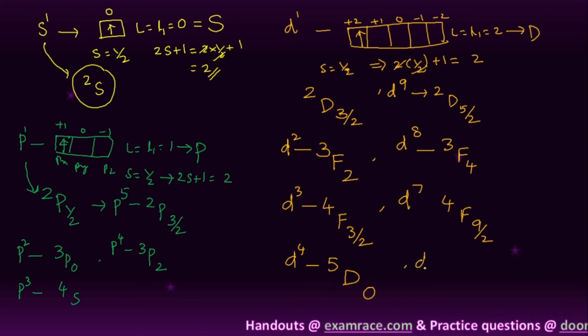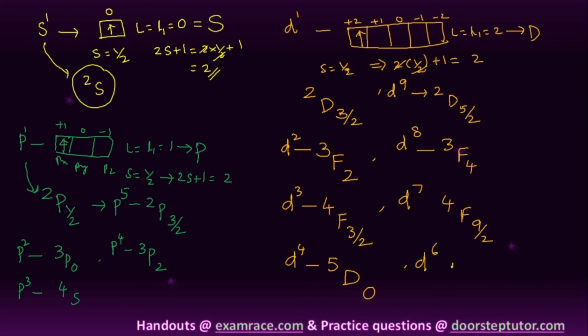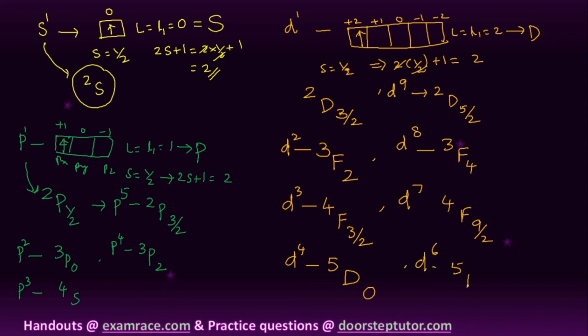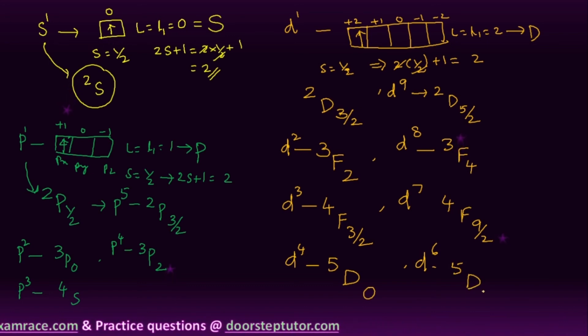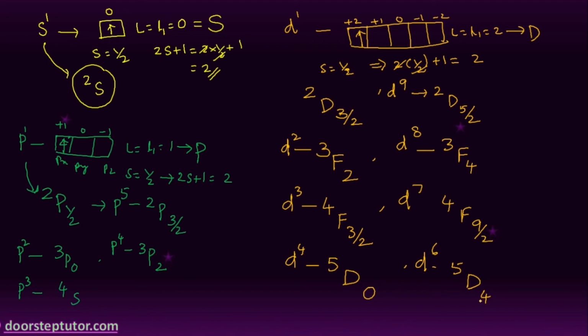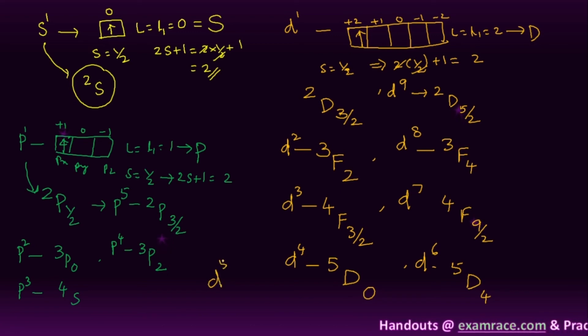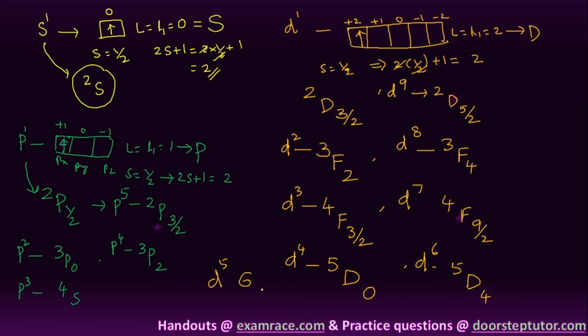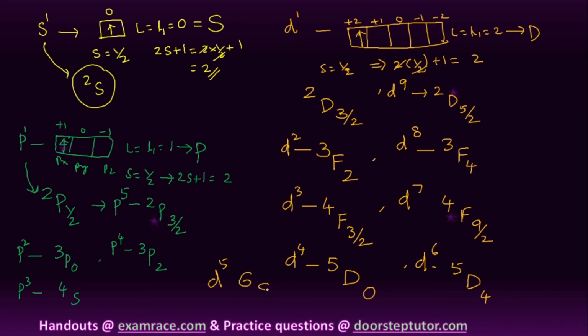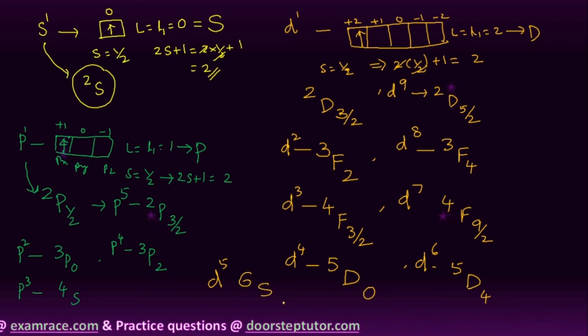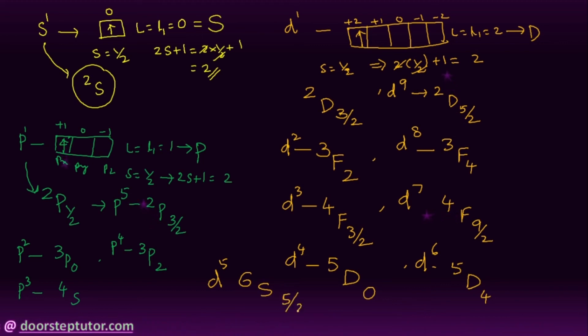For the d6 configuration, the spin multiplicity is the same, and the term is L plus S, 2 plus 2, that is equal to 5D4. Next, we will move to the d5 configuration. Here, 2 into 5 by 2, so the spin multiplicity is 6 and the L value is equal to 0. Then the term symbol is S and the J value is 5 by 2.